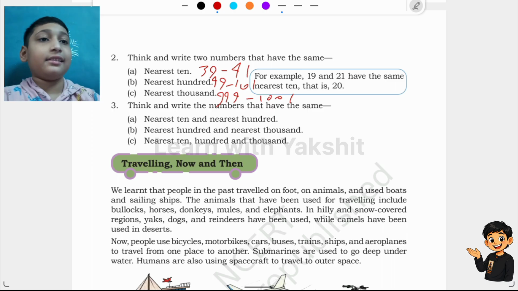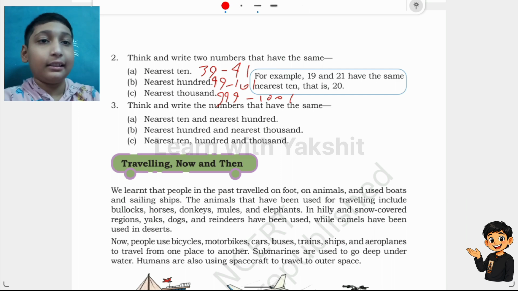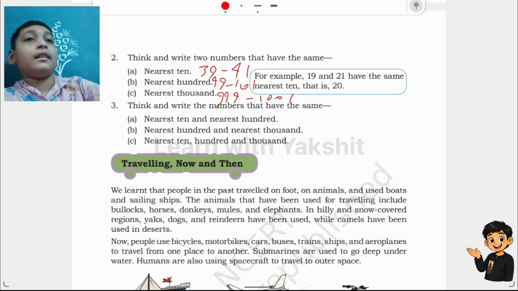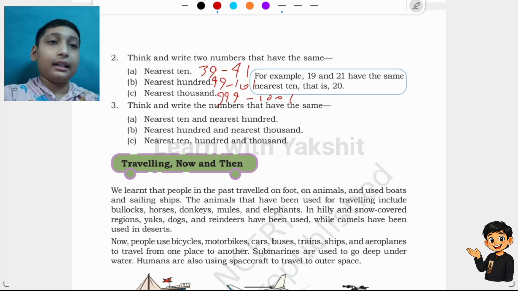Now in this one, you can see that we have to think and write the following numbers that have the same nearest 10 and nearest 100. Now we have to make one number that has the same results. How do I? You can't just do that 99 example which we did. 99.